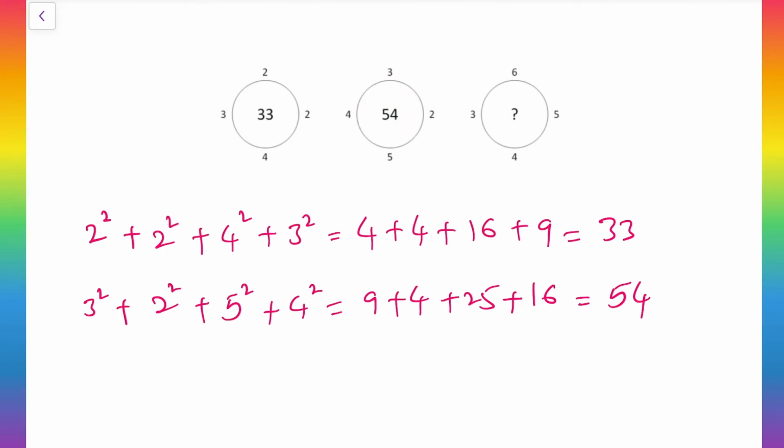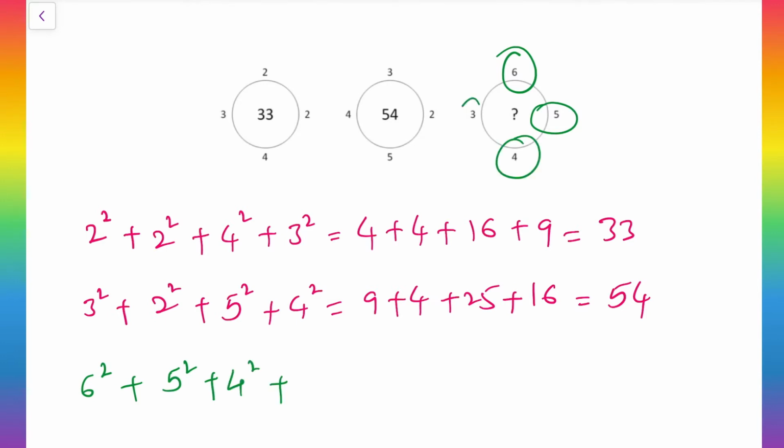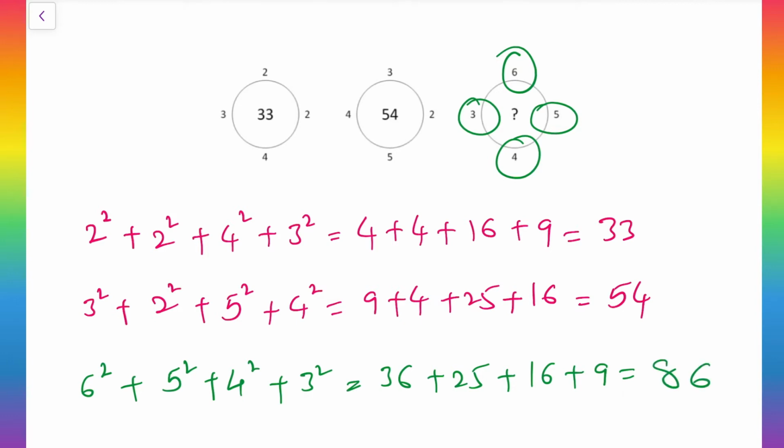Okay, now let us apply the same logic for the third figure also. So 6 square plus 5 square plus 4 square plus 3 square. 6 square is 36 plus 5 square 25 plus 4 square 16 plus 3 square 9. So 36 plus 25 plus 16 plus 9 is nothing but 86. So the missing number is 86.